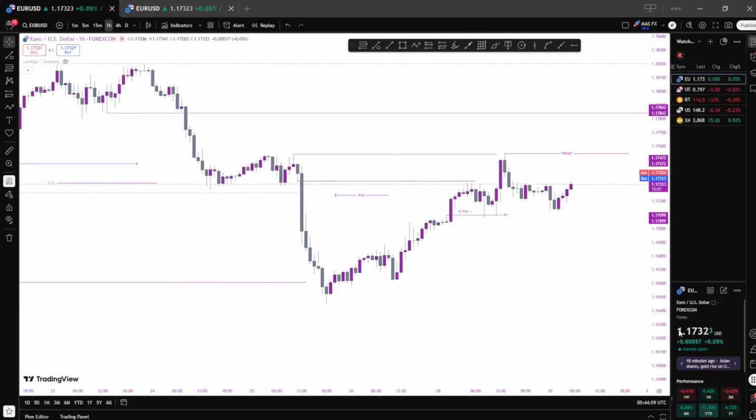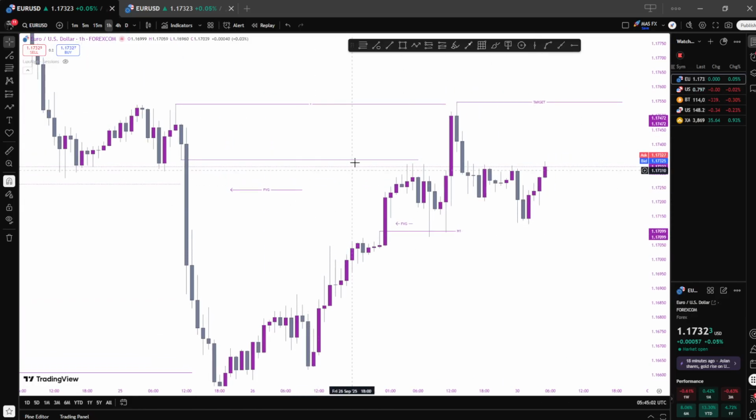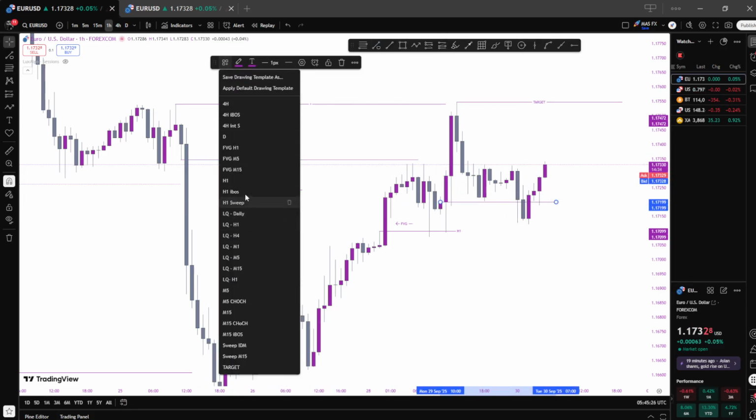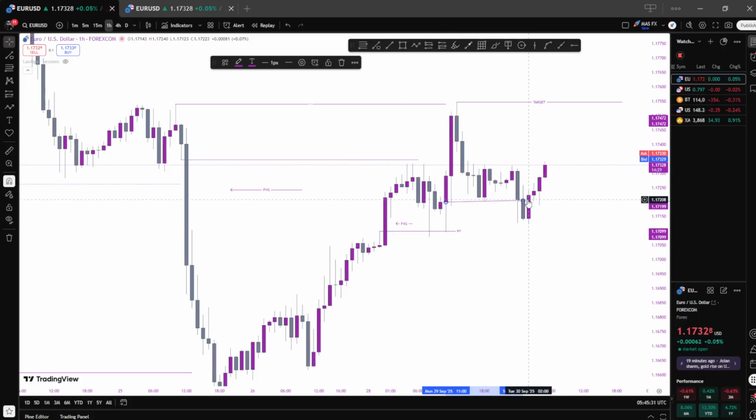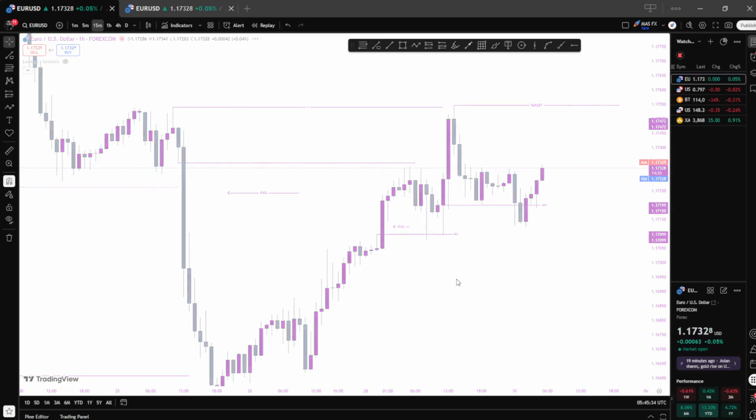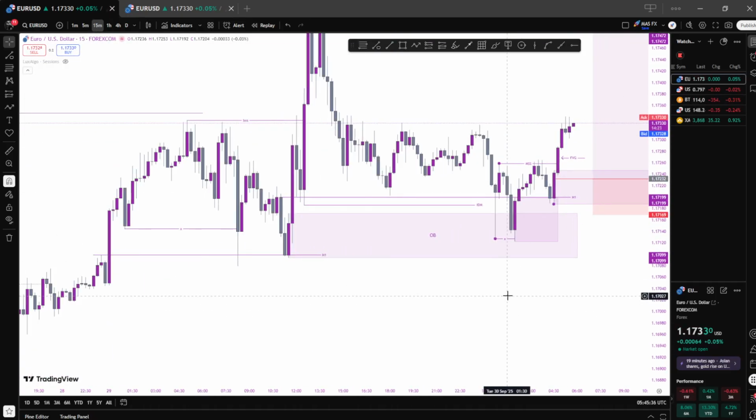So on the 1-hour, after the sweep of this high, we pulled back into this weak low here after price tapped into this fair value gap order block. It gave us a reaction to the upside. We swept this high here, came back down. Now we are retesting the 1-hour order block over here. So drop down to the M15 for confirmations.